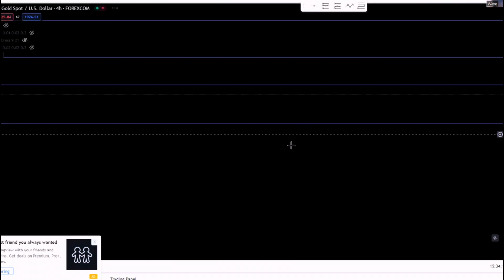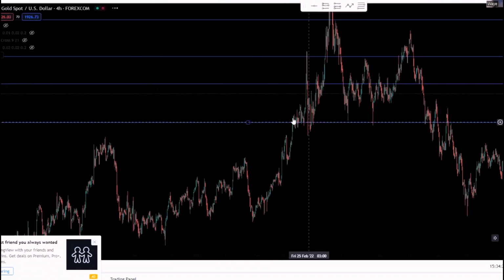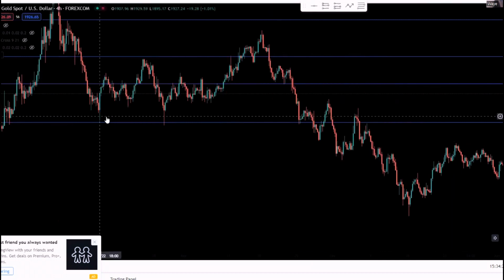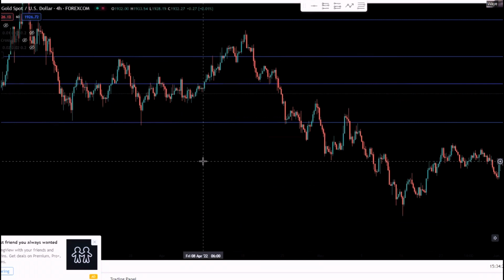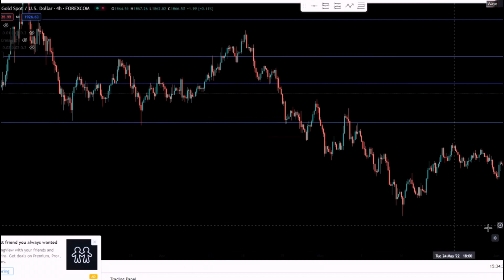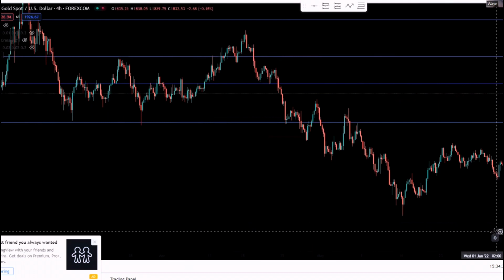Let's go farther to the left. Look at this. This is all the way in February 2022, and price is still repeatedly treating this level as a support and resistance level. Like I said, every candlestick is giving you hints. You just got to know what you're looking for. And that's why backtesting is so important.